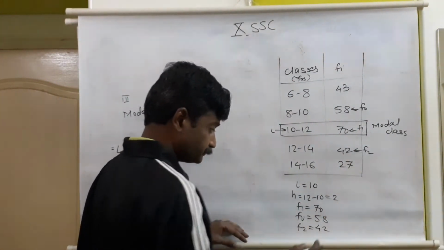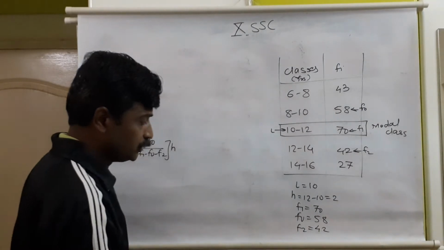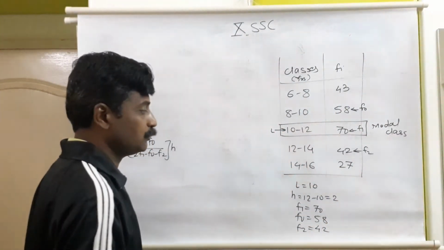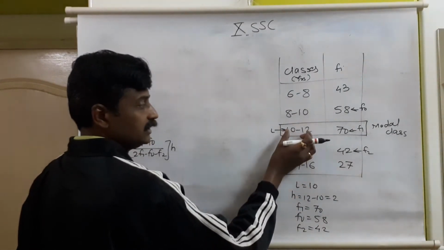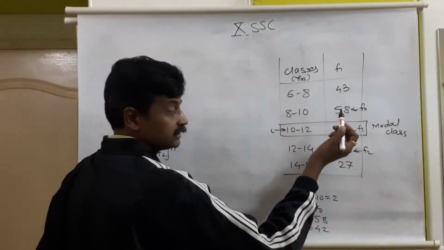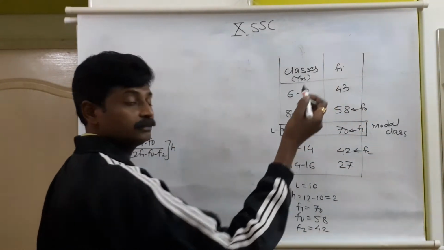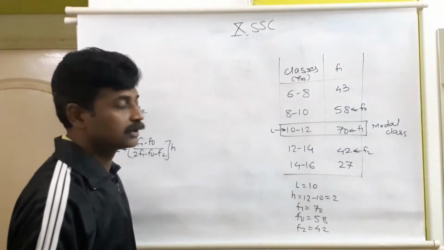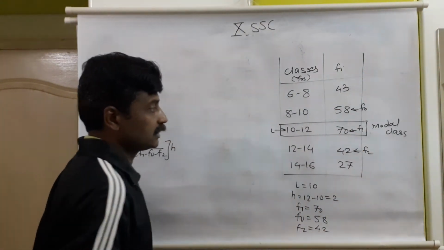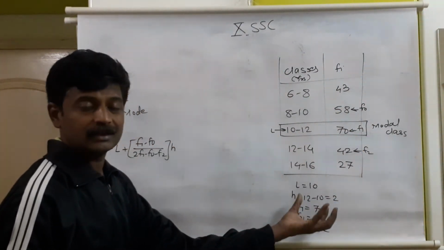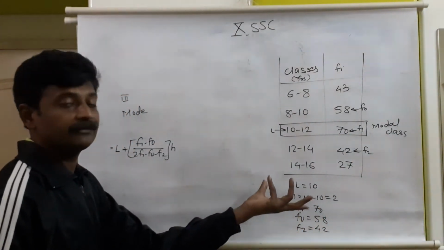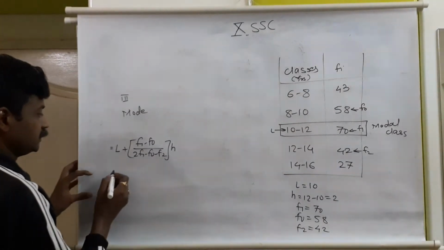So I hope everything is clear to you. L is 10, the lower limit of the model class when the classes are continuous. h is the class width, the difference between upper and lower limit. f1 is the frequency of the model class. f0 is the frequency of the previous class of the model class. f2 is the frequency of the next class of the model class. So all the values required in the formula are clear to us. We will just put them in the formula and we'll get the required answer. So let us put it here.